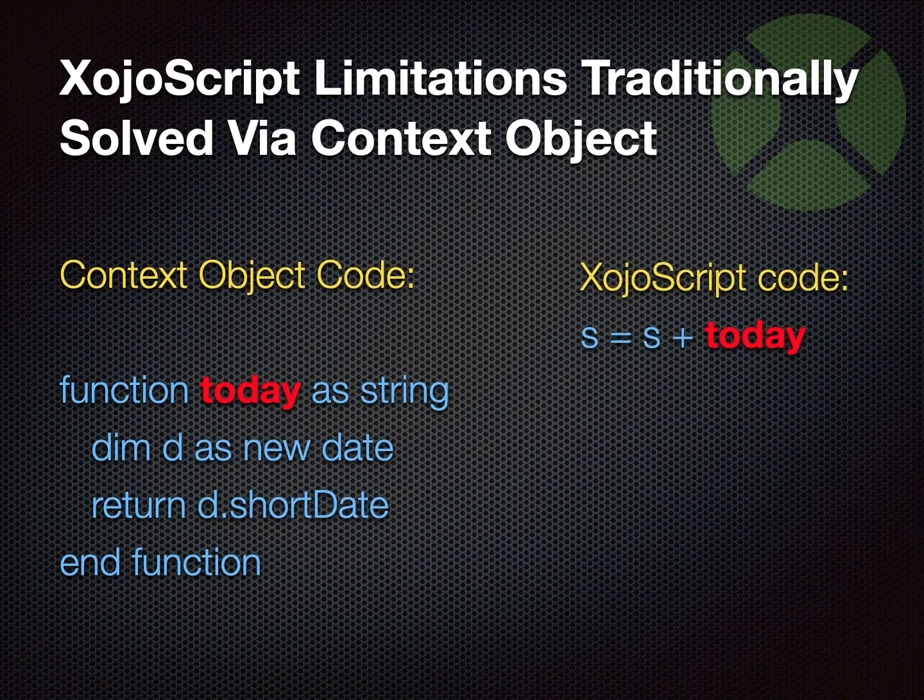So in your XojoScript, you would then be able to, assuming s is a string, write s equals s plus today, and it would work, right? Because the XojoScript just says, oh, today is a string. I can work with it anywhere I can work with strings, right? So the XojoScript still doesn't know anything about what a date is, but it can work with this. So this is the traditional way that you can actually pass information to and from your script. You can create a property or a method in your context object, and it becomes available to your script.